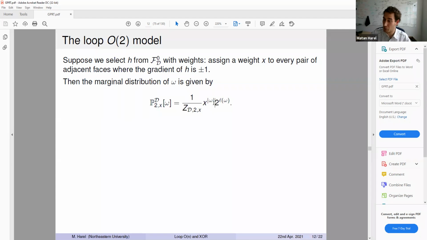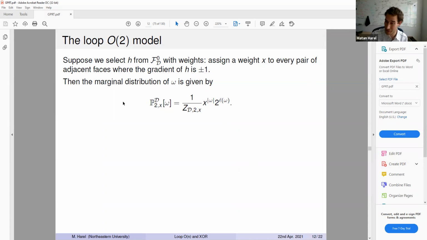And this is why it's called the O2 model, because this parameter here is going to be 2. And in general, as you'll see in a second, I'm going to define the loop O(n) model, where this 2 is just an arbitrary parameter. It's tradition, I must do it one last time.